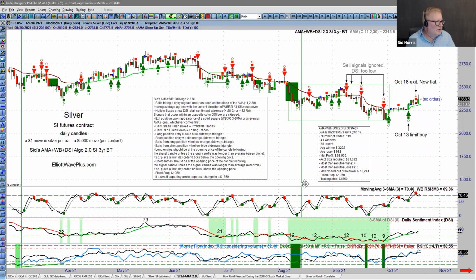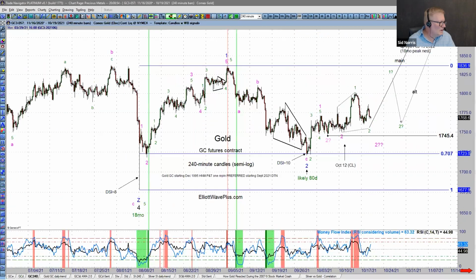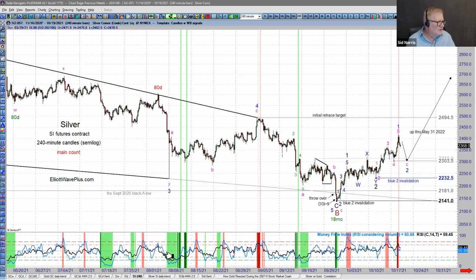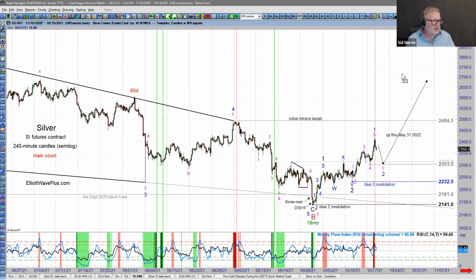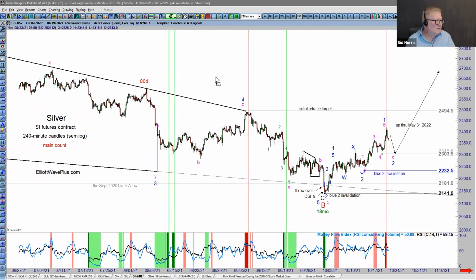Same thing with silver. So let's see, silver. On silver, I think we're setting up a series of bullish 1-2s off of this large 18-month cycle trough low, where the DSI got all the way down to 9 down here in late September. And I think that it needs to finish another wave 2. And then I think it's probably off to the races to the upside.